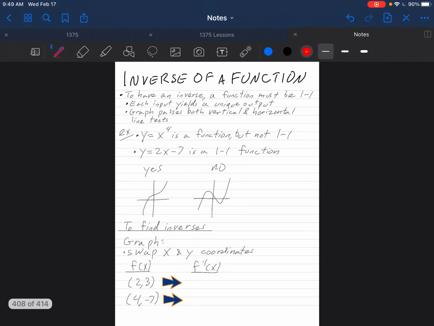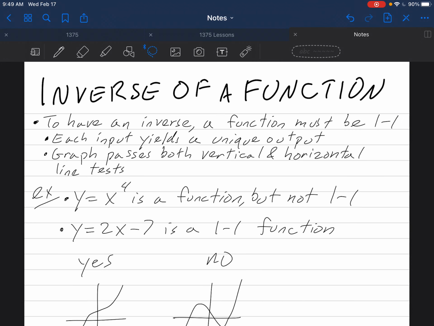So, an inverse of a function. In order for an inverse of a function to exist, the function itself has to be a 1-to-1 function. And again, in order for a function to be 1-to-1, it has to pass both the vertical and horizontal line tests, and that basically indicates that each input yields a unique output.